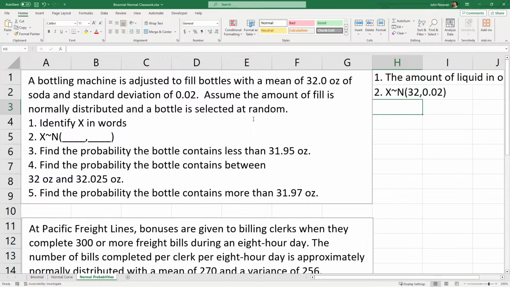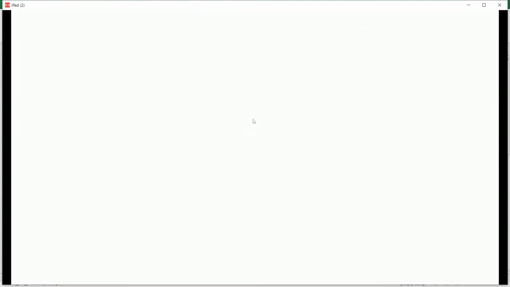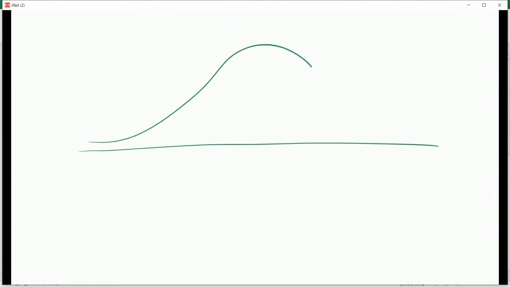Okay, number 3. We want to find the probability that the bottle contains less than 31.95 ounces. So to do that, first of all, I need to draw a normal curve. And don't worry, I'm going to show you how to do this on Excel because I put that tab in there so that you can have it there.